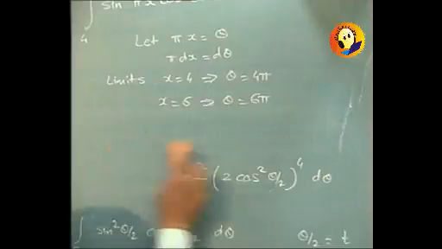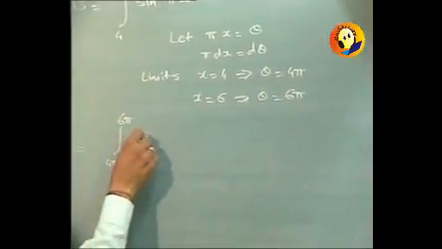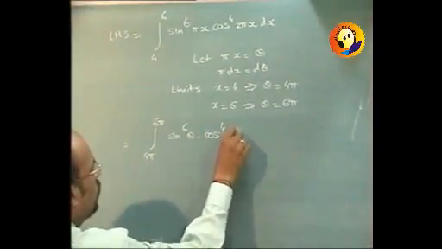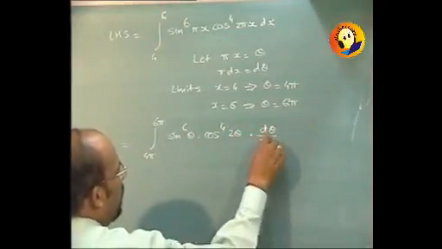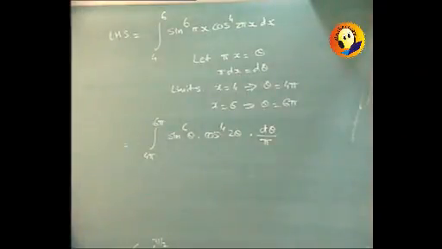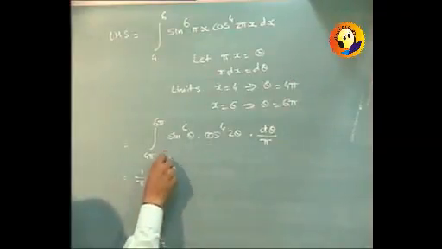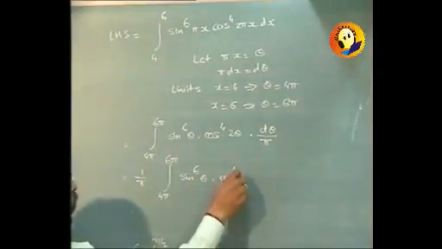So substituting these limits, we will get the integral as integral 4π to 6π sin^6 θ cos^4 2θ dθ upon π. So 1/π can be taken outside, and then we will make a substitution also, because we don't want limits from 4π to 6π. So it will be sin^6 θ cos^4 2θ dθ.